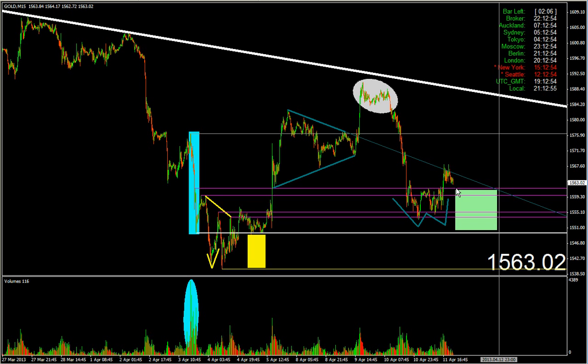So all in all, if we put all these technical things together, I would still prefer the long side. Perhaps we will see prices throughout Asia between 1500 and 1550 and 1560. That could be or would be a great buy area. Here we see the closing of this week.